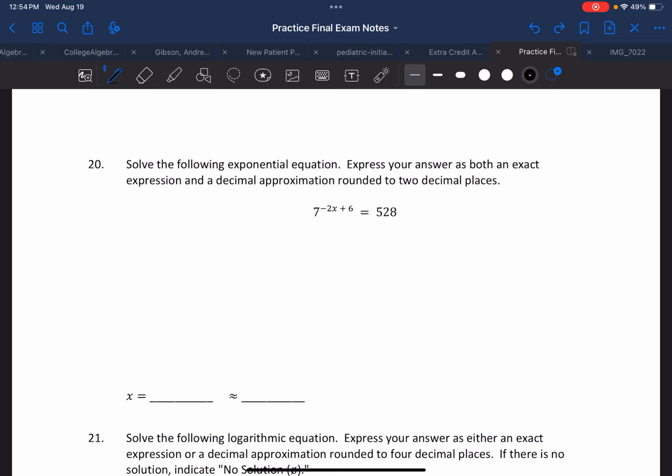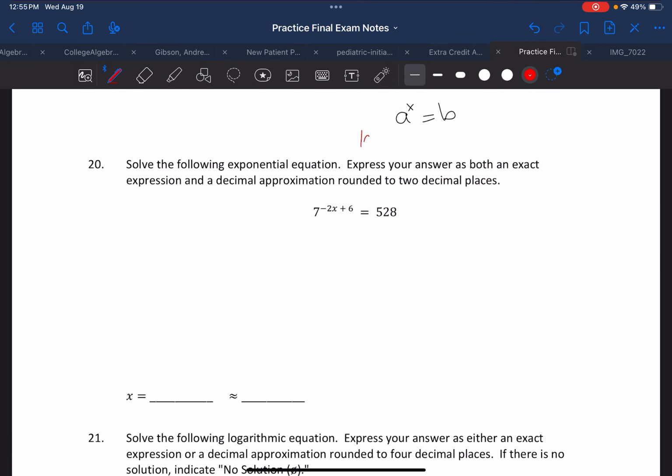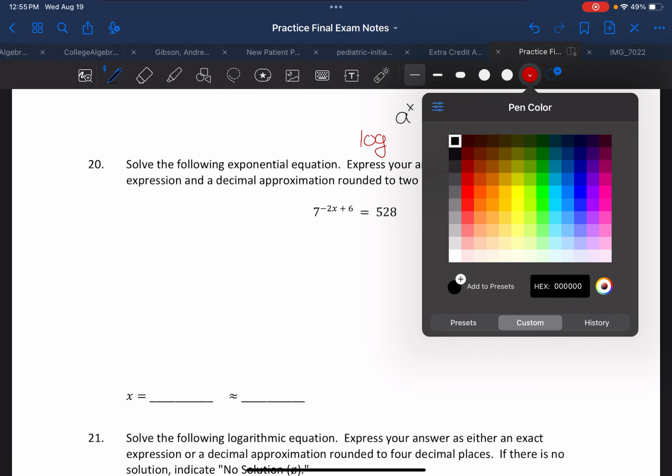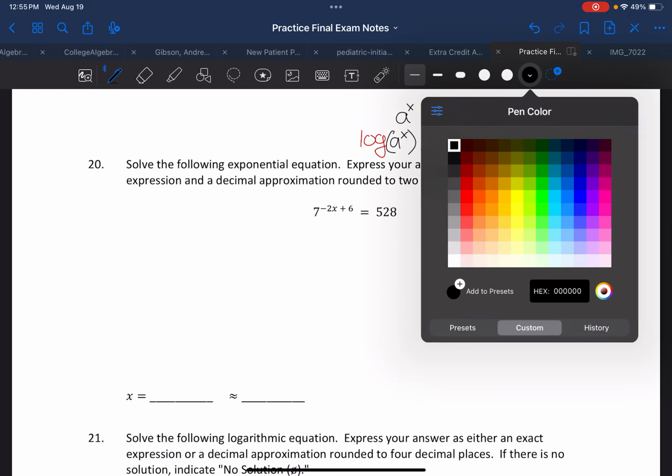But what I can do is take the log of both sides. So if you have an exponential equation, you are allowed to take the log, or ln, doesn't matter, of both sides, and it'll still be true.